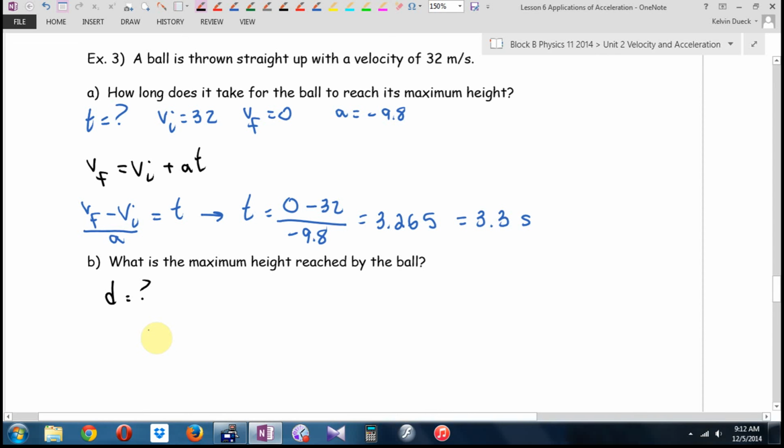Although I might avoid using time. Did I find time in part A? Let's find an equation that has a D in it, but no time. There's only one. Yep. Vf squared is equal to vi squared.